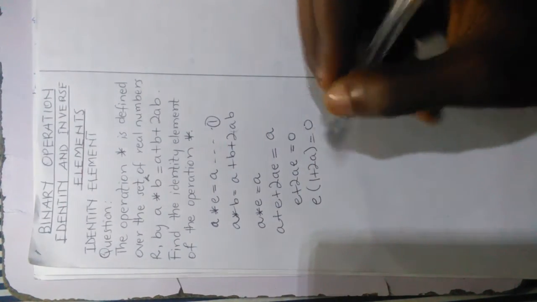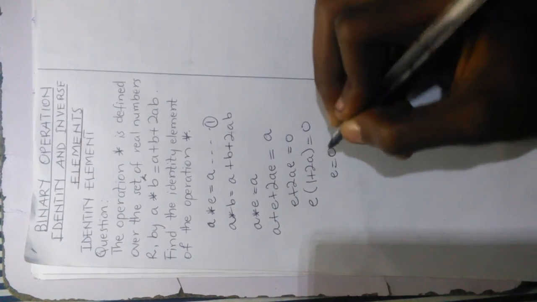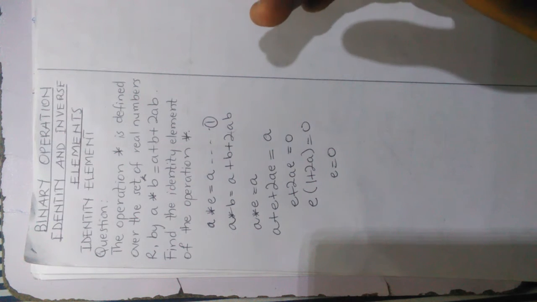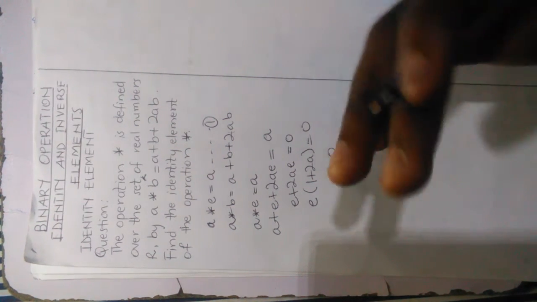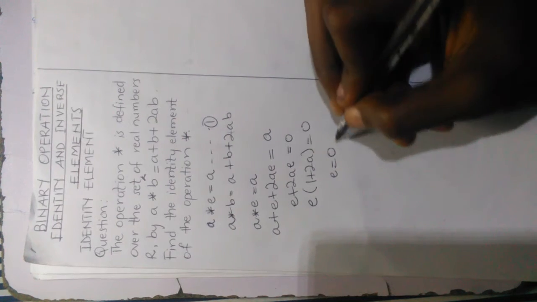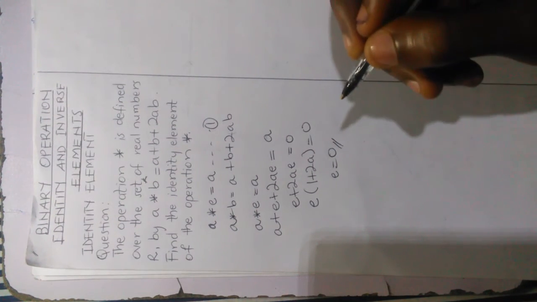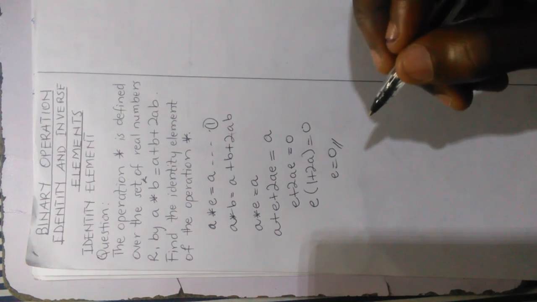Now, dividing this, we get E to be equal to 0, because any number with 0 as the numerator is equal to 0. So now we get the identity element to be 0. So now this is for the identity element.